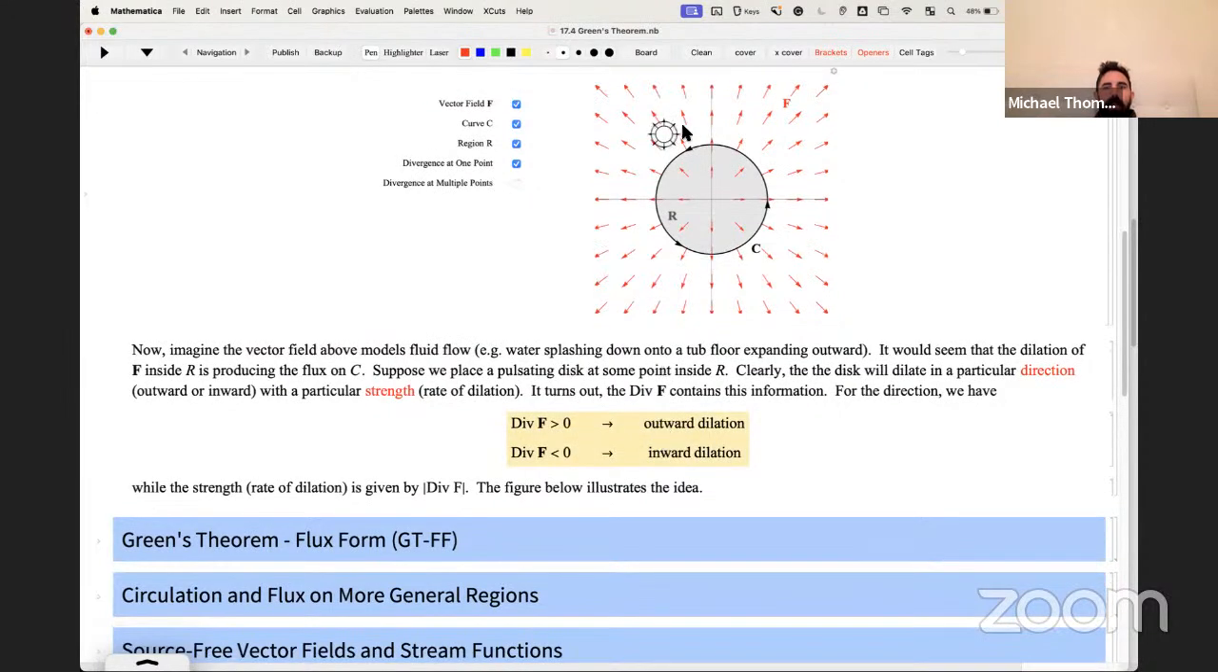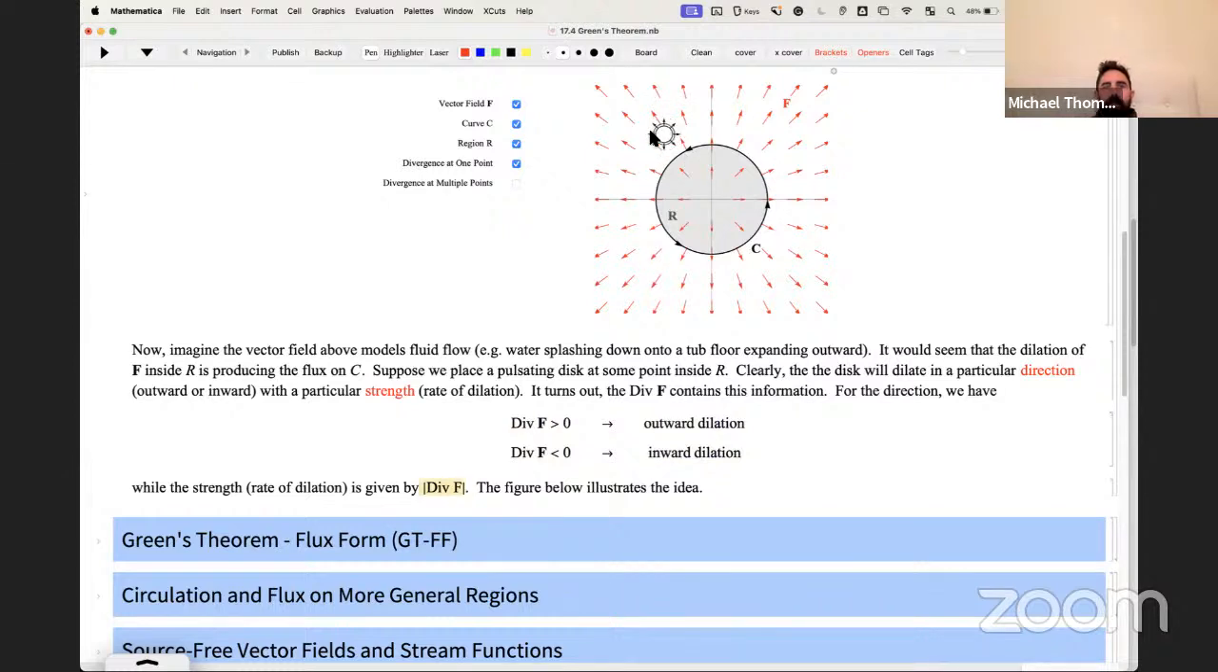And the rate at which it's dilating, right now it's dilating maybe about once every second or so. But it might dilate faster or slower, and we can get the rate by finding the magnitude of the divergence.